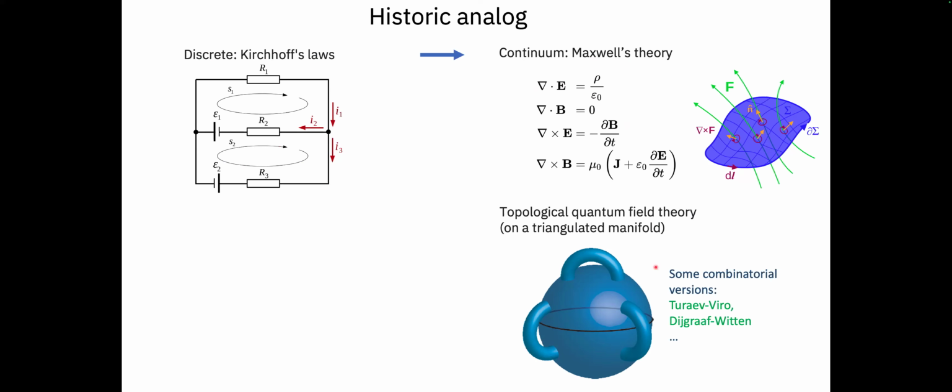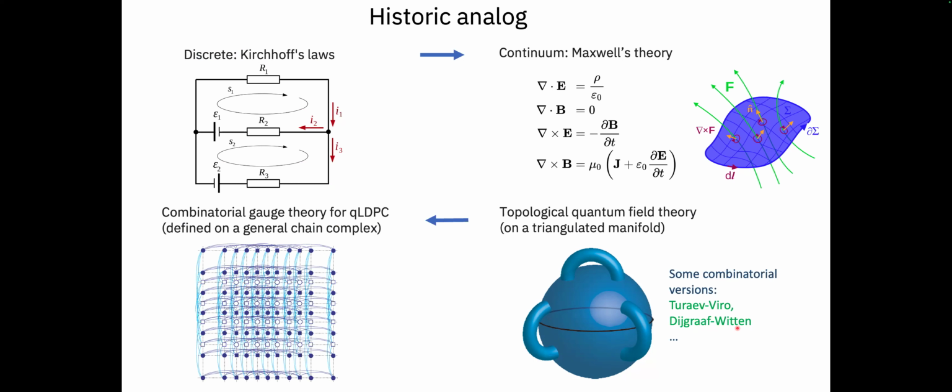And in fact, there's already some version of TQFT. They are essentially combinatorial, like Turaev-Viro or Dijkgraaf-Witten TQFTs. They are already defined on a discrete structure of a triangulation of a manifold. Then you can be more extreme to think about it. You can try to define some combinatorial gauge theory that is beyond the triangulation.